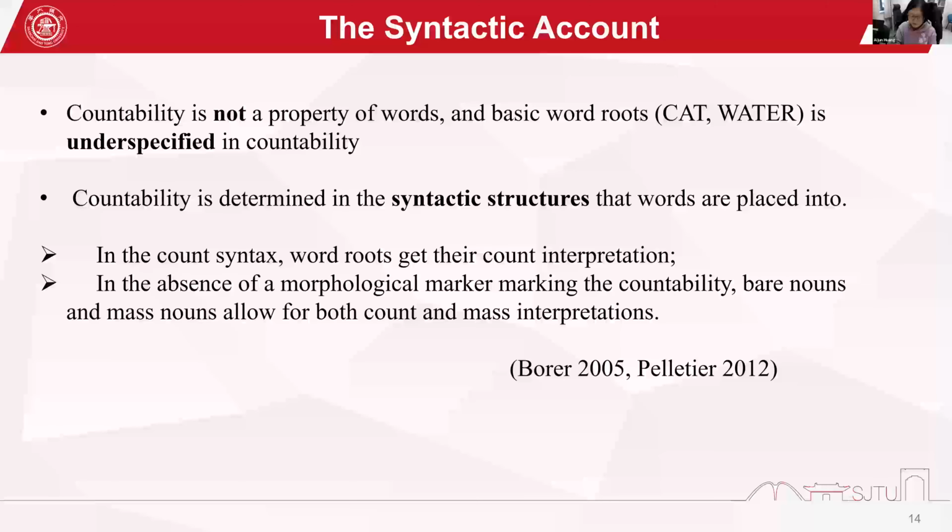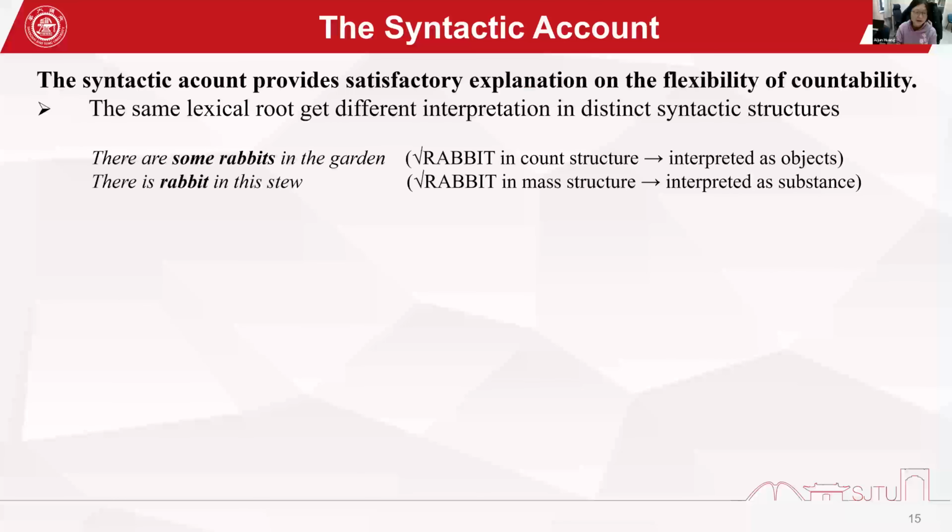Borer, 2005, proposed this revolutionary idea, I think, the syntactic count. The syntactic count provides a very good and, I think, satisfactory explanation of the flexibility of countability we just mentioned. According to this account, the same lexical root can get different interpretations in distinct syntactic structures. For instance, take the same word root rabbit. If we put rabbit in a count structure, like the first sentence, there are some rabbits in the garden, then this word root gets the count interpretation, referring to objects. On the other hand, if we put this word into a mass structure, like the sentence there's rabbit in this stew, then this word gets a mass interpretation, referring to a substance.